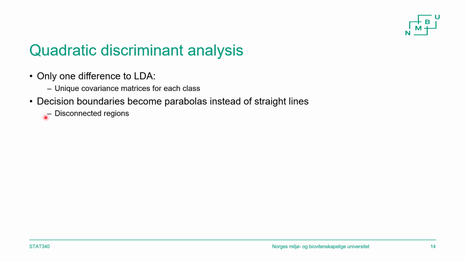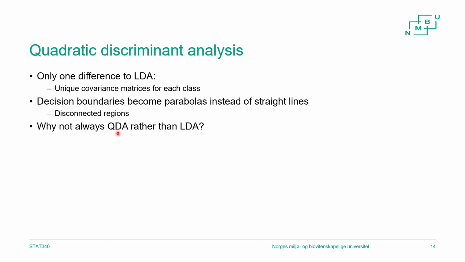And that means you can, in some cases, get what we call disconnected regions. It could be that the same class occupies two disconnected parts of the space. So it can be the winning part in one region, then a losing part in another region, and then a winning part again in a third region. Winning class.